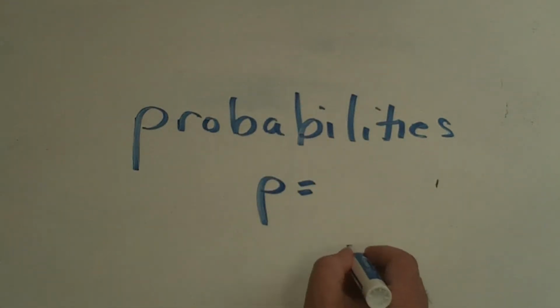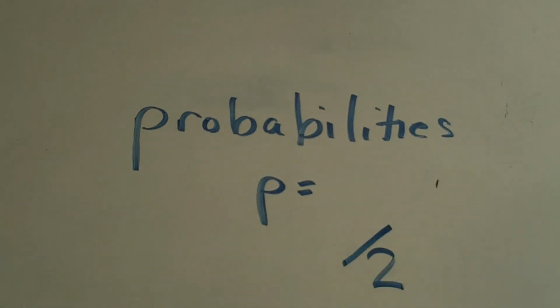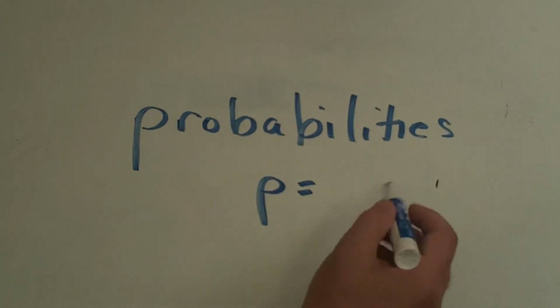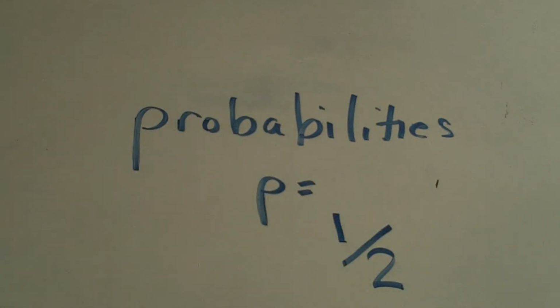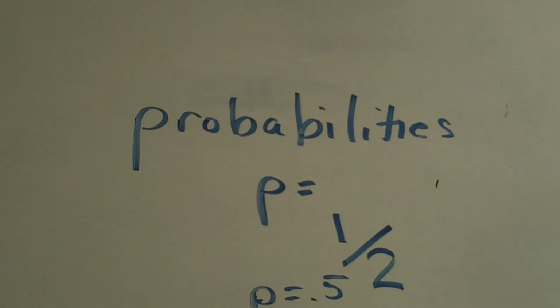There are two sides to the coin, a heads and a tail, and there's only one head that I have to choose from. So the probability is going to be 0.5. Flip the coin. I got a heads. Okay, no reason for me to run out and buy a lottery ticket. I had a 50-50 chance.